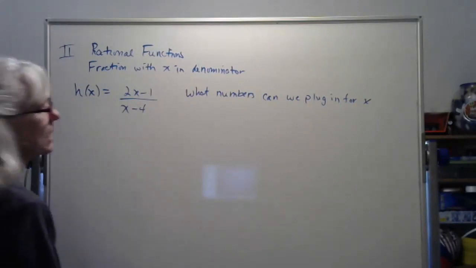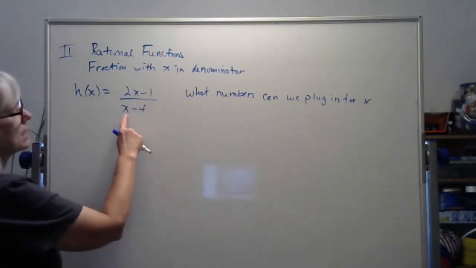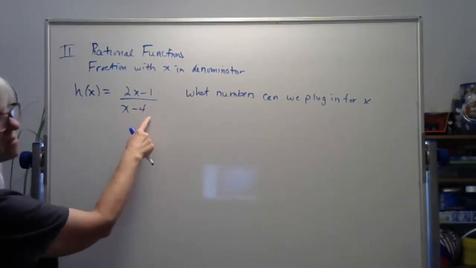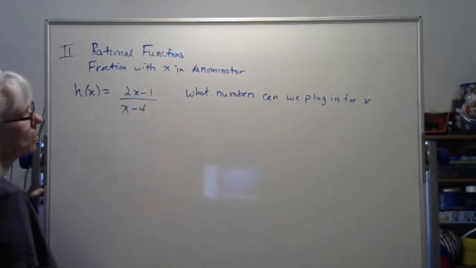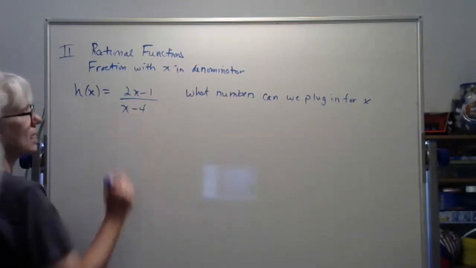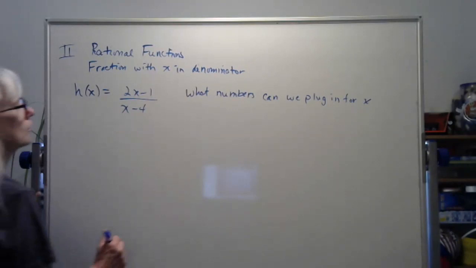So I'm going to play the guessing game. Can I plug in 0? Well, what we really care about is that x in the denominator, because we can't divide by 0. So if I plug in 0, 0 minus 4 is a negative 4. Sure enough, it's a number. I get a negative 1 up top. It's an answer. What number can I not plug in? You guys can answer that. What number can I not use down there? 4. That's exactly it. And how did you get that? Because 4 minus 4 equals 0.